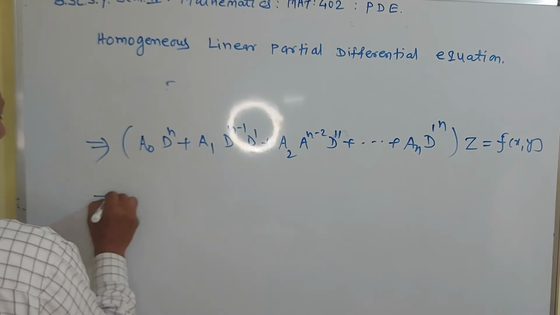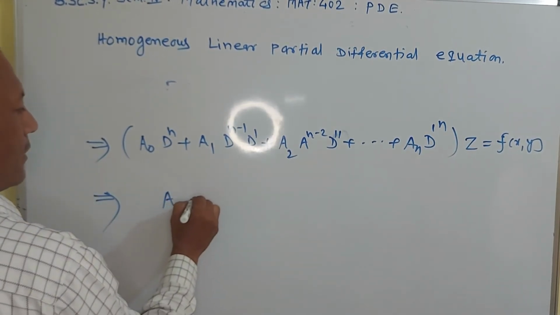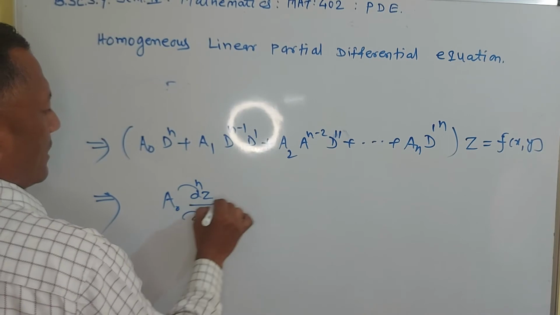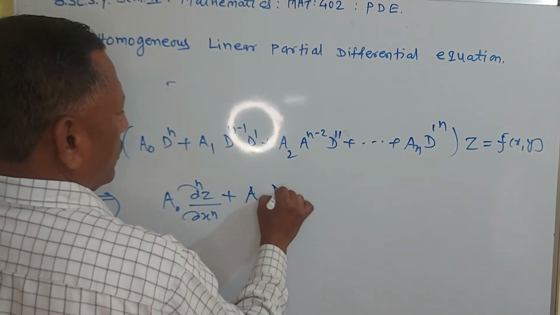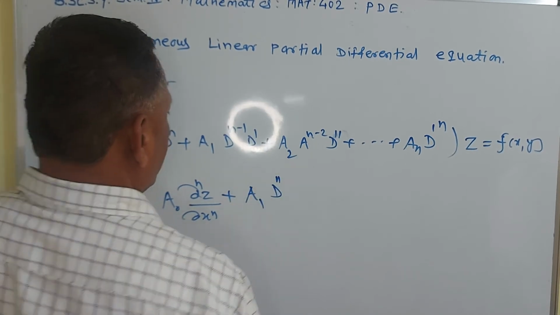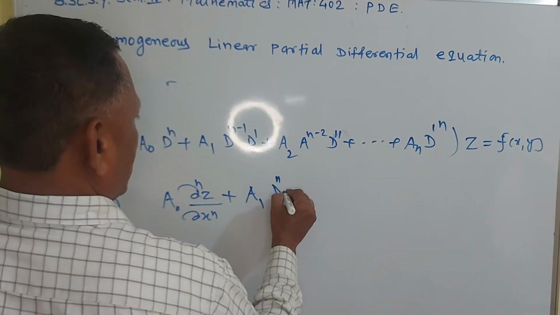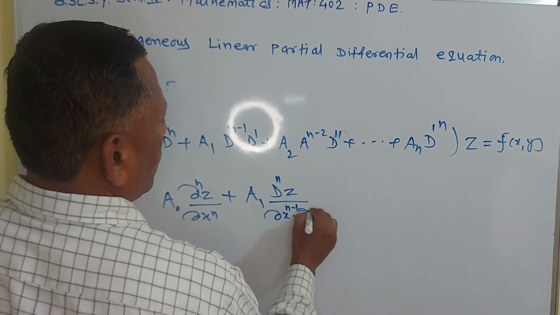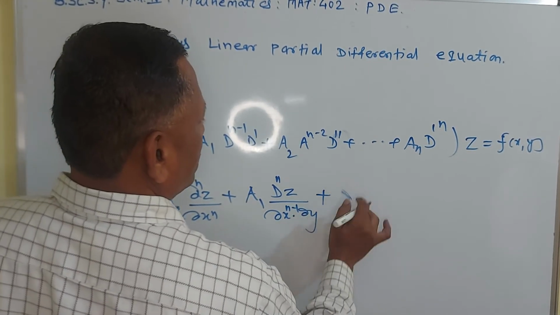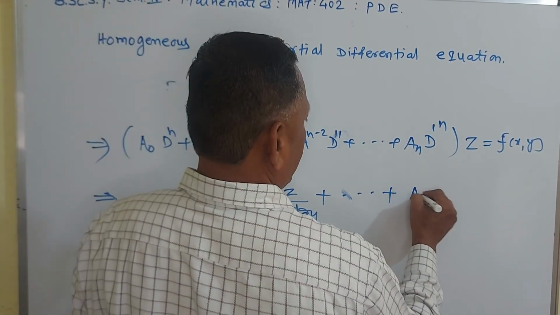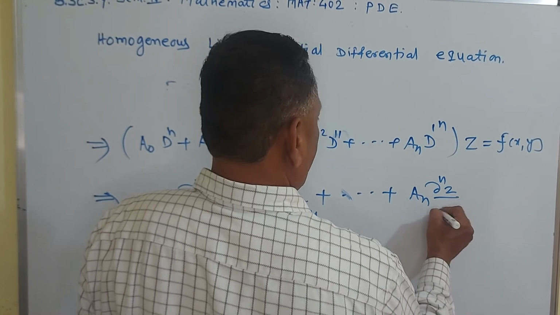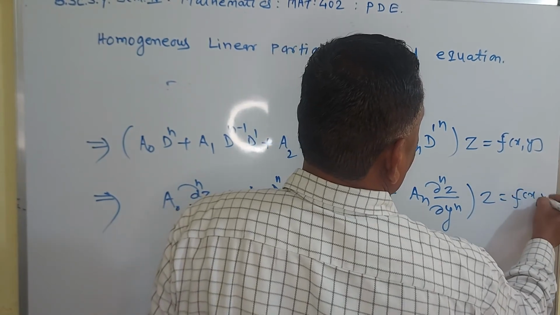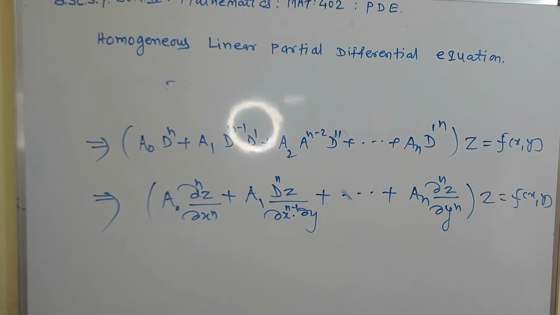Now this can be written as a0 times the n-th partial derivative of z with respect to x, plus a1 times the partial derivative of order n of z, n-1 times with respect to x and once with respect to y, and so on up to an times the n-th partial derivative of z with respect to y, operated on z equal to f(x, y). So this is the homogeneous linear partial differential equation.